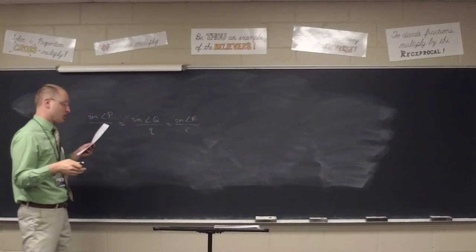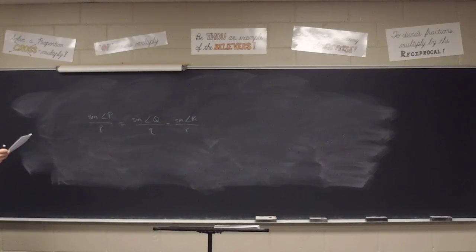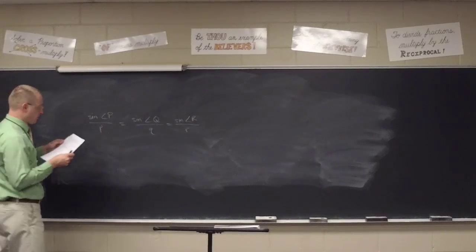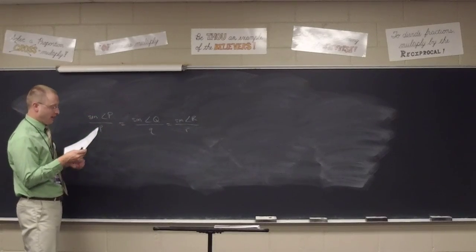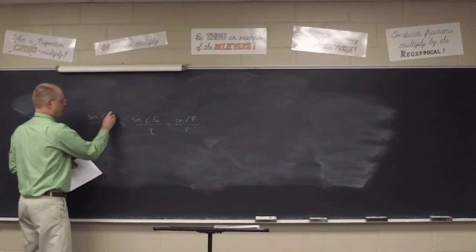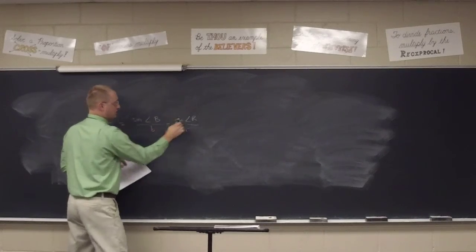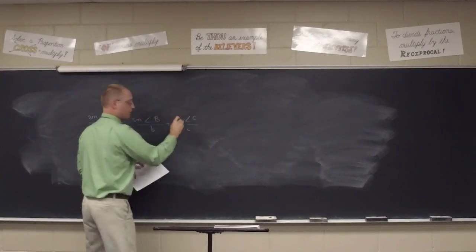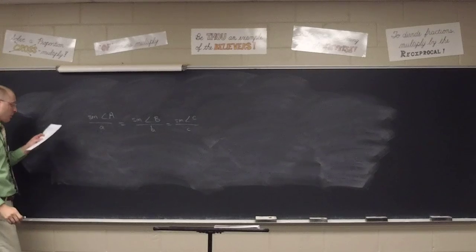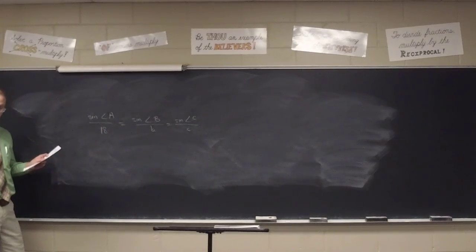The only side I actually know is which side, class? BC. BC, which we could call A. Oh, okay, I see. So they're saying for PQR, this would be the formula. Well, I don't have a PQR. What's my triangle? ABC. So instead of P, I've got A. Instead of Q, I've got B. And instead of R, I've got C. Make sense? Okay.